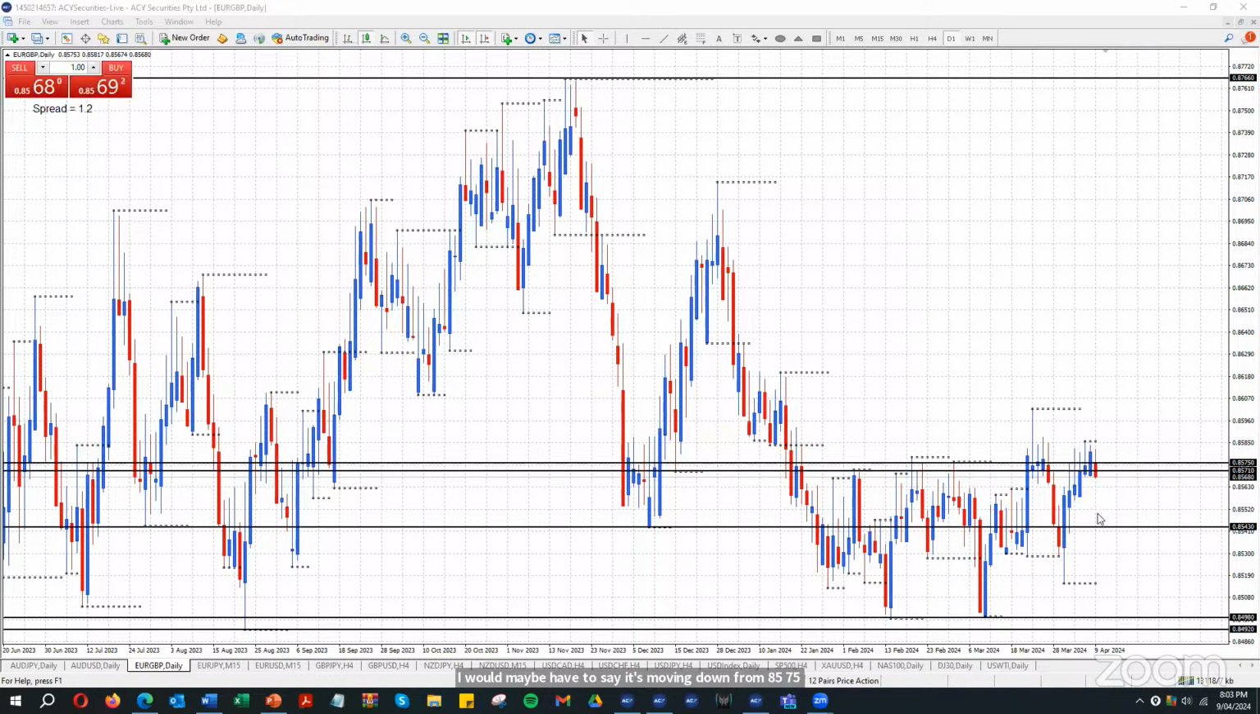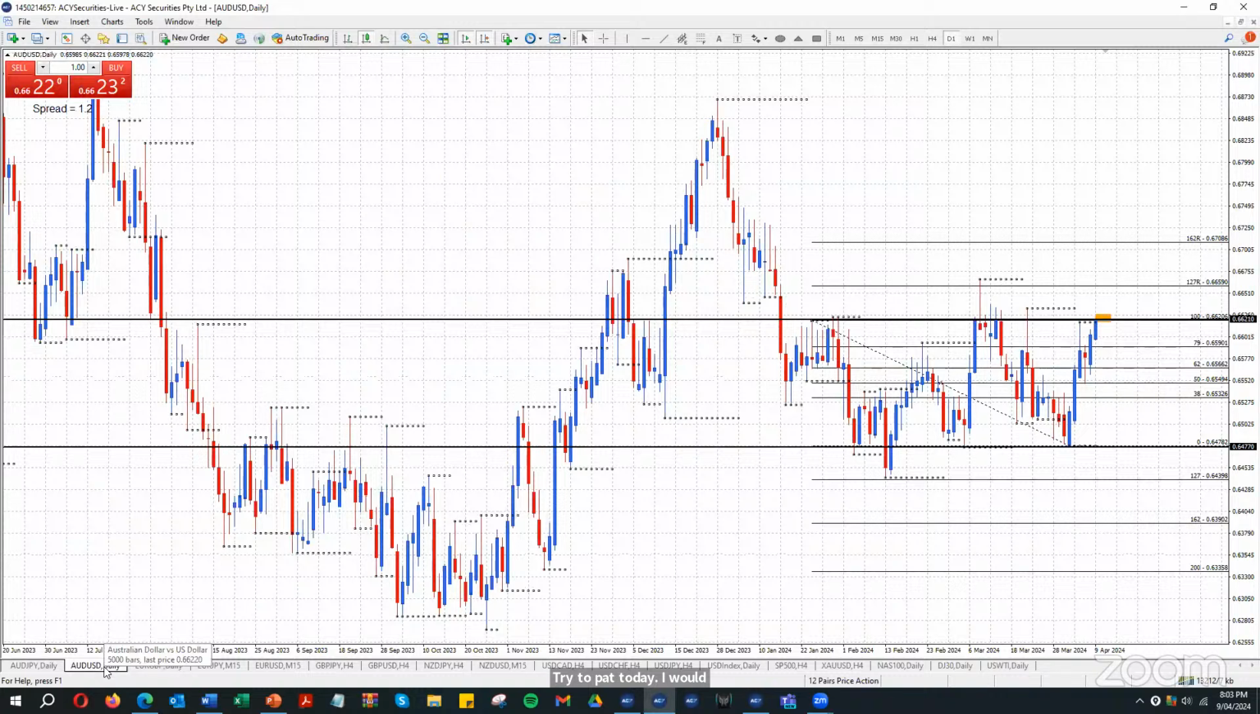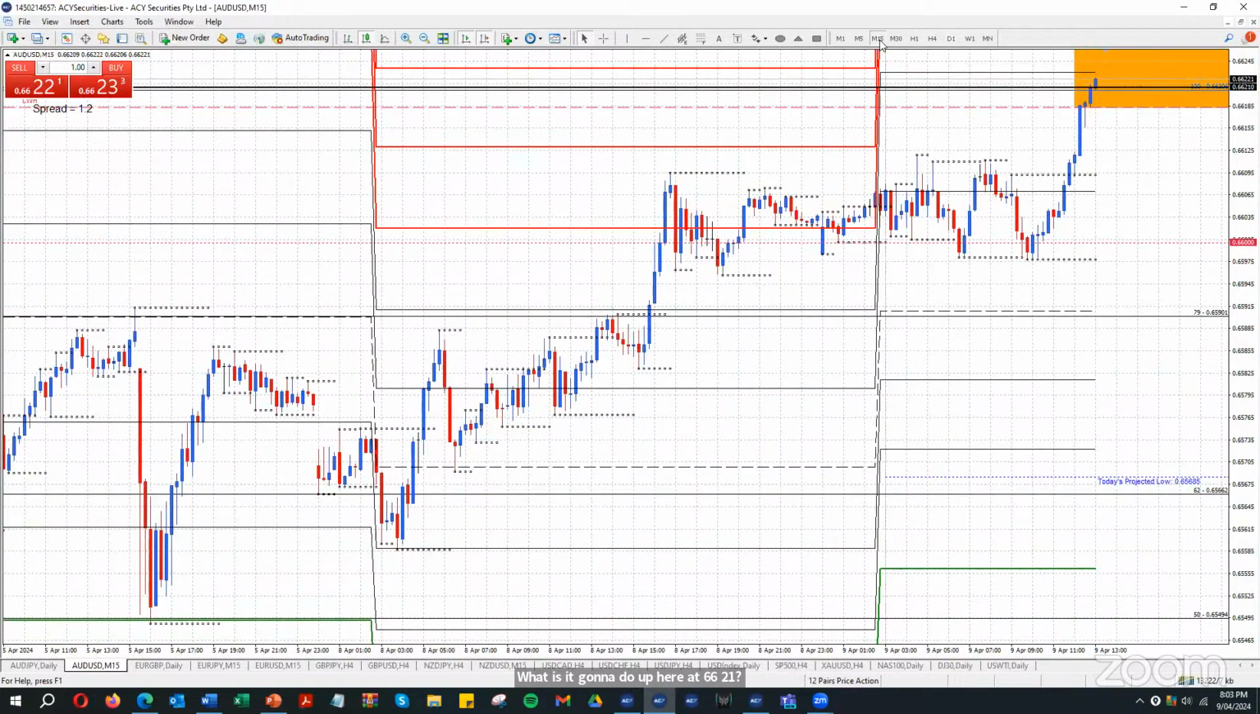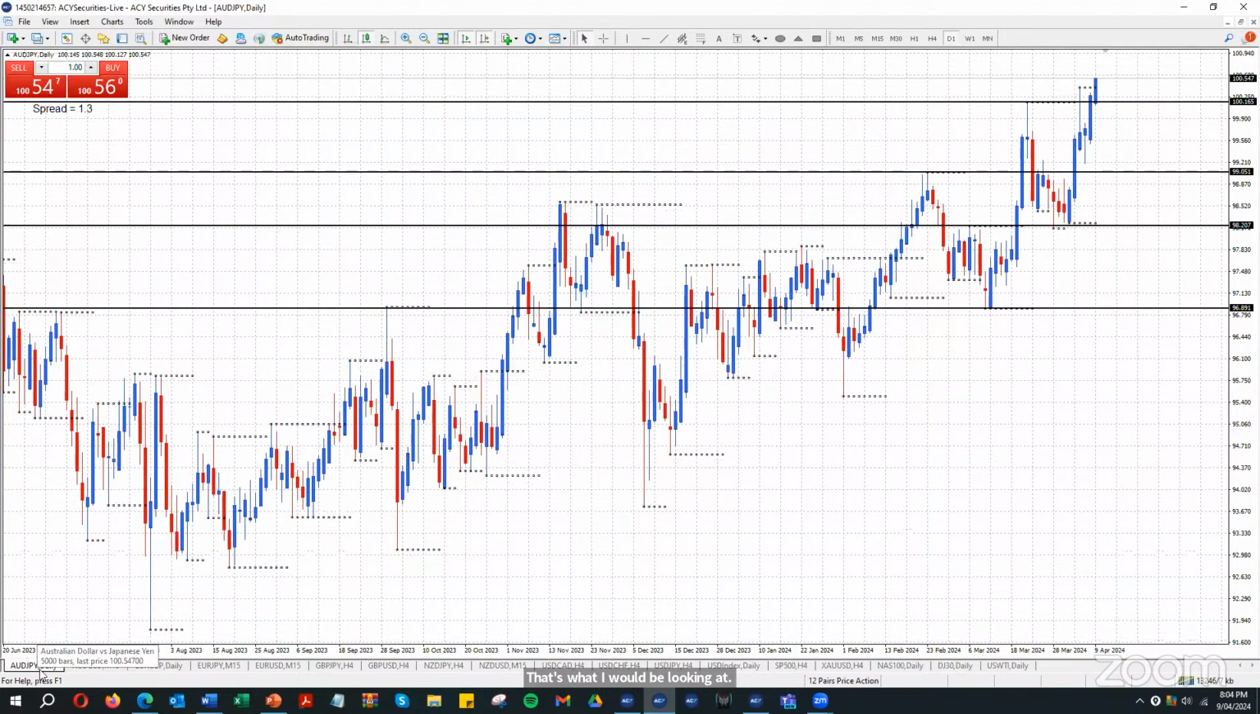But if I had to pair the trade, then I'd go and look at a different pair because it doesn't look like the most user-friendly pair at the moment. If I had to trade a pair today, I would probably be watching Aussie dollar. What is it going to do up here at 66.21? It's at 66.22 at the moment. What's going to happen up there over the next hour? That's what I would be looking at. Guessing the Aussie again still moving up. Here we go. Still moving up.